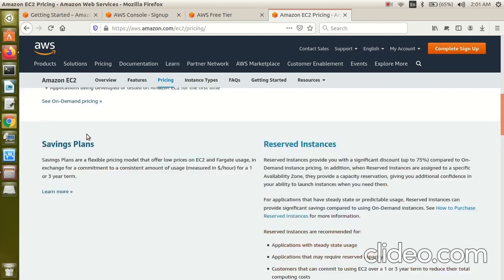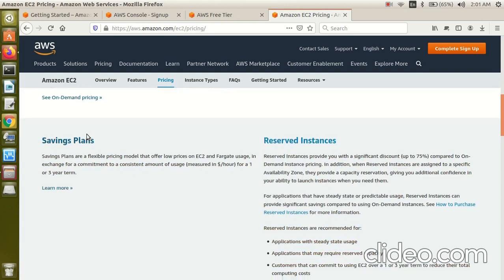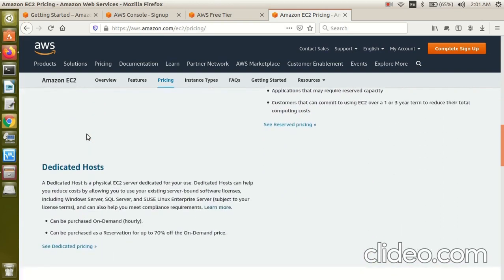Next, savings plan. You can reduce your Amazon EC2 cost by making a commitment to a consistent amount of usage in US dollars per hour for a term of 1 or 3 years. Next, dedicated host. Dedicated hosts are Amazon EC2 instances that run in a VPC, or virtual private cloud, on hardware that's dedicated to a single customer. In this, your dedicated instances are physically isolated at the host hardware level from instances that belong to other AWS accounts.